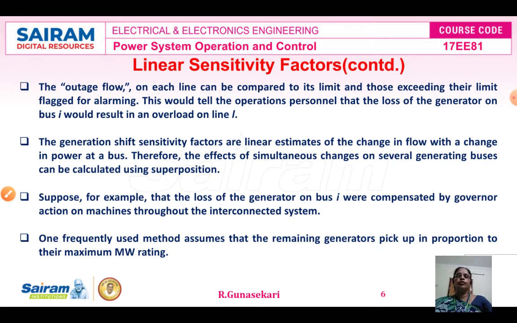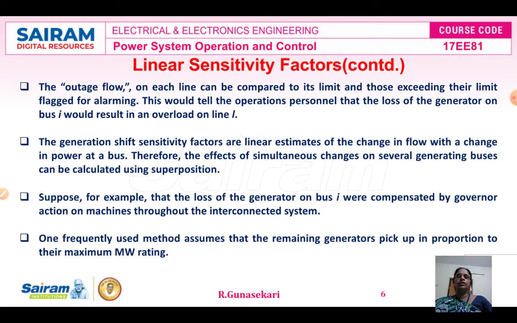The outage flow on each line can be compared to its limit. Those exceeding their limit are flagged for alarm. This would tell the operations personnel that the loss of the generator on bus I results in overload on line L. The generation shift sensitivity factors are linear estimates of the change in the flow with a change in power at bus I. Therefore, the effects of simultaneous changes on several generating buses can be calculated using superposition.